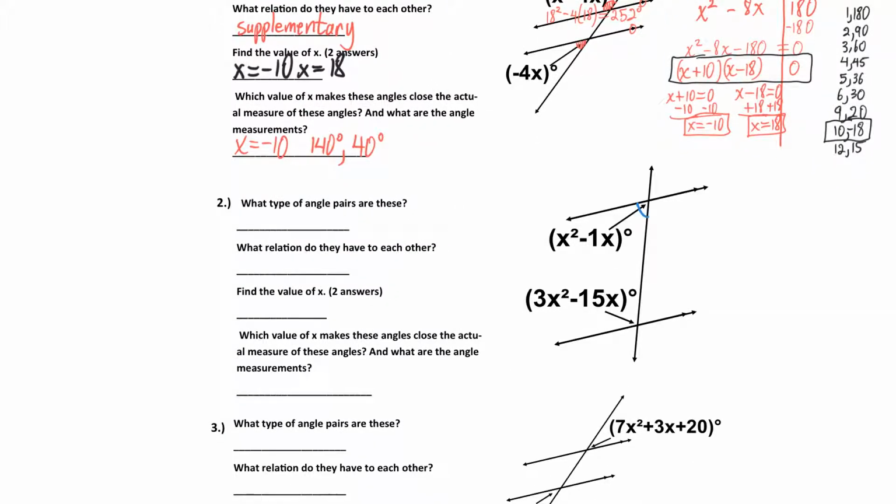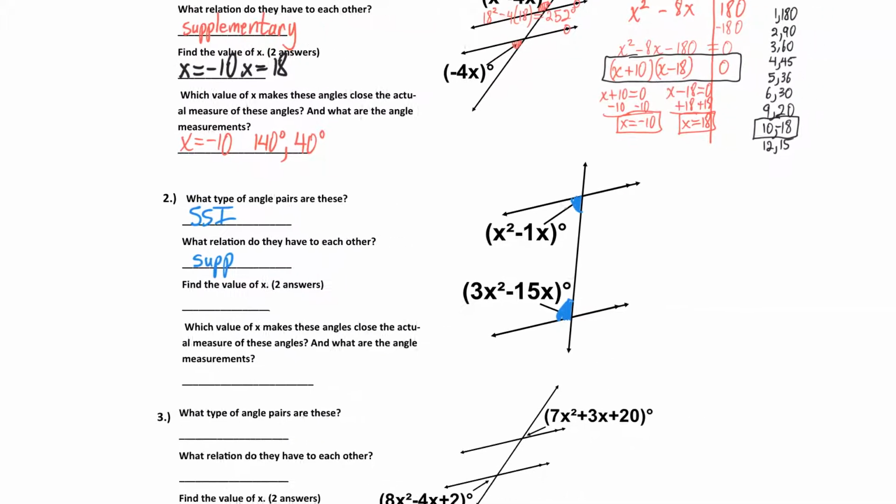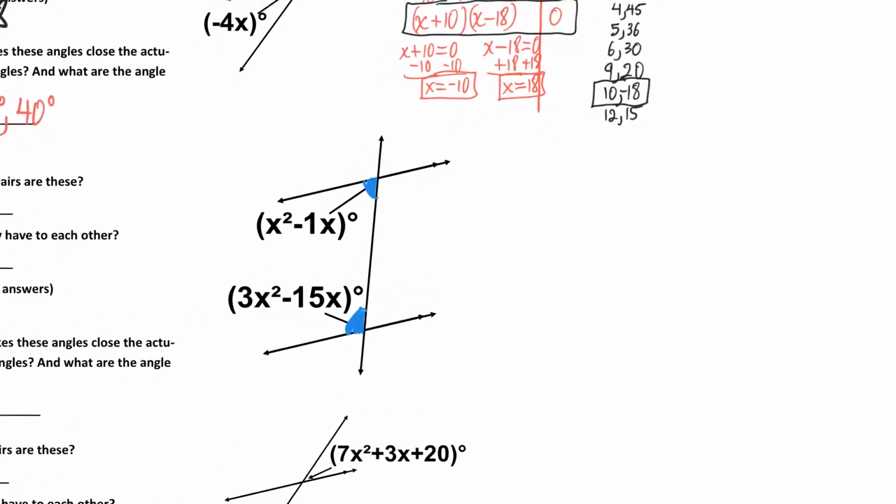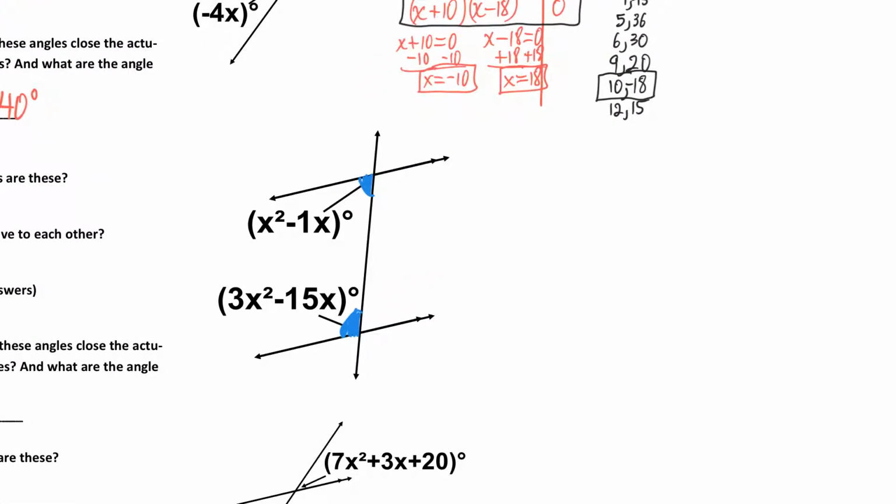Okay, number 2. This angle right here and this angle right here. What are these? Same side interior. So if the lines are parallel, and they are, what do I know? They're supplementary. So they're same side interior, they're supplementary. So what's my equation going to look like here?